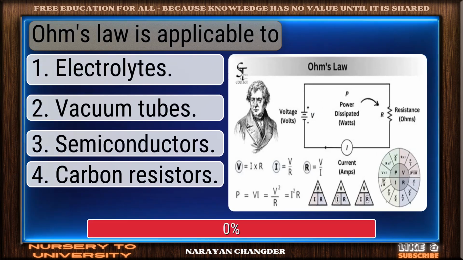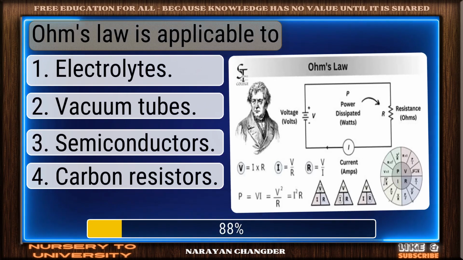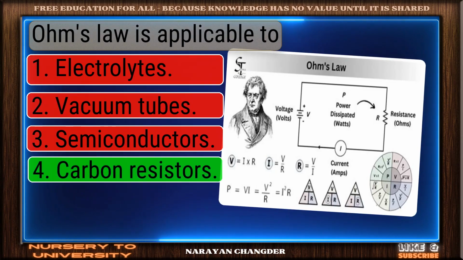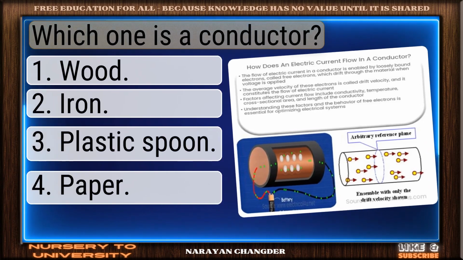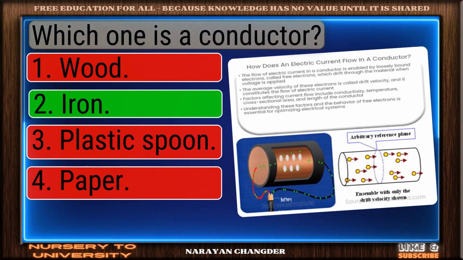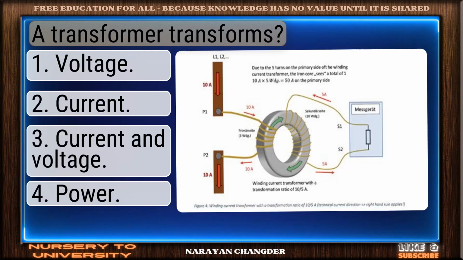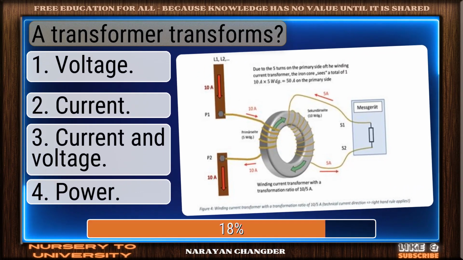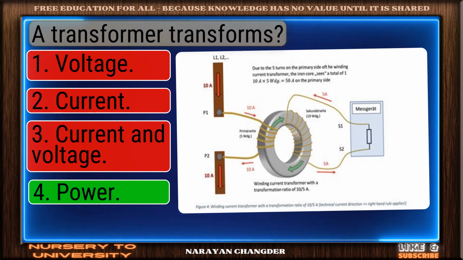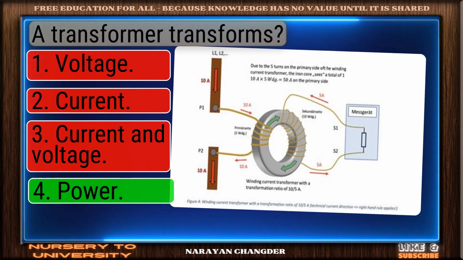Ohm's law is applicable to. Solid response. Carbon resistors is a valid choice. Which one is a conductor? Right choice. Iron is the best answer. A transformer transforms. Nice selection. Power is the correct and valid answer.